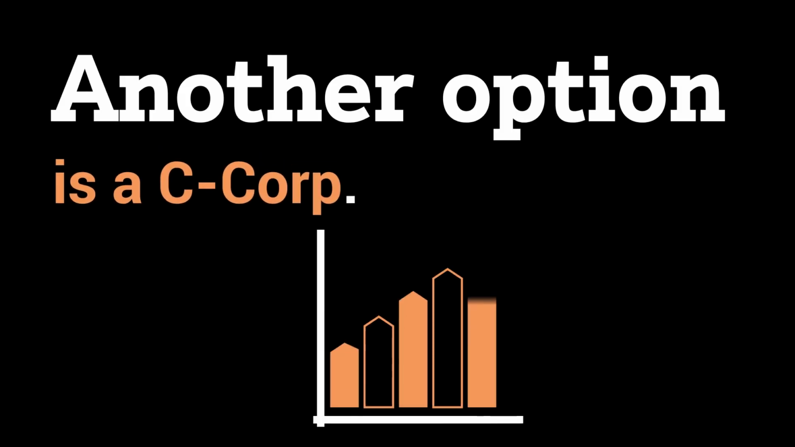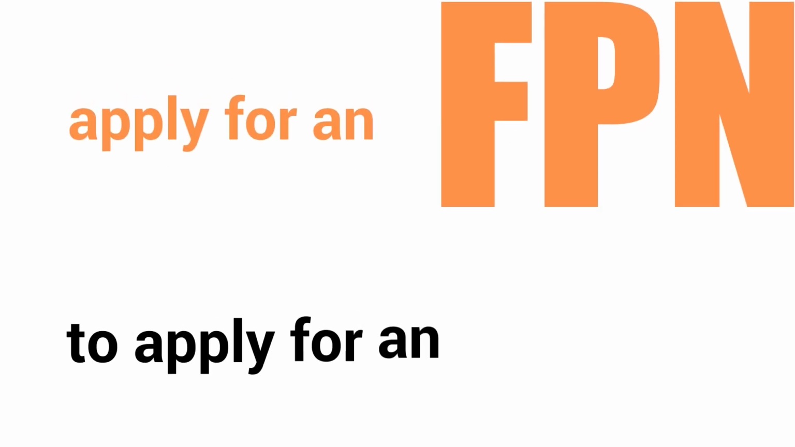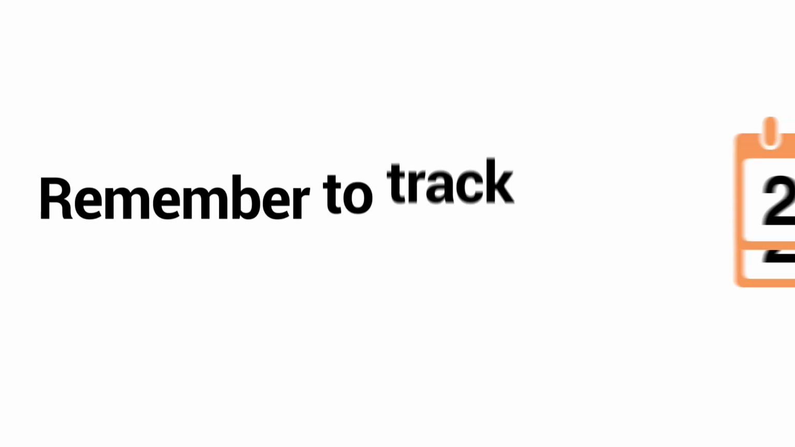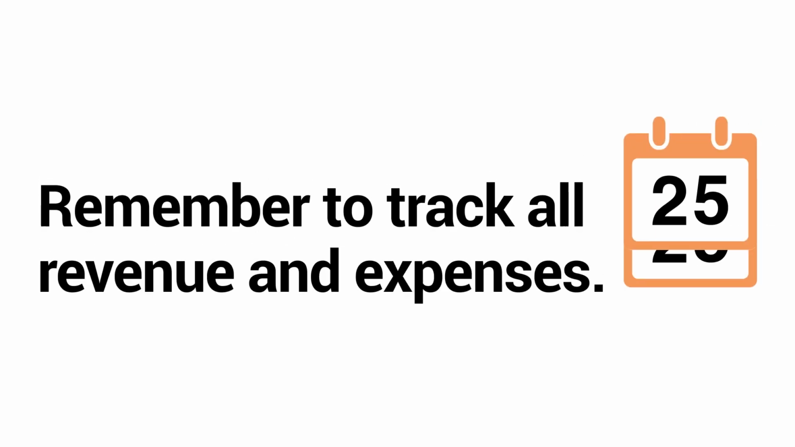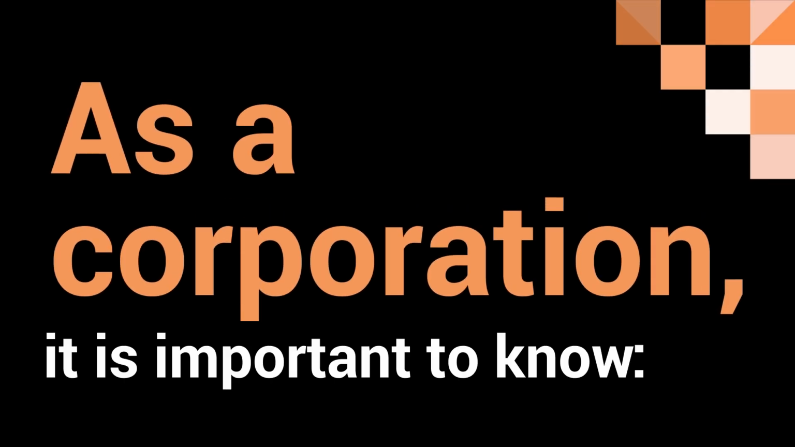of residence. Another option is a C corporation. As a C corporation, you will need to apply for an EIN. Please see the link below. You will still need to track all revenue and expenses generated throughout the year. From there, the resulting net income is reported on Form 1120 to the Internal Revenue Service. Your U.S. corporation will pay taxes at the applicable corporate tax rate.